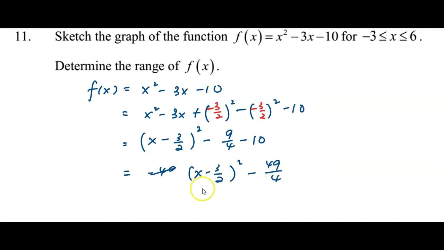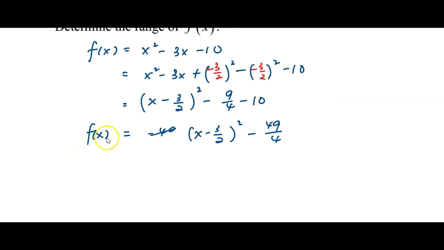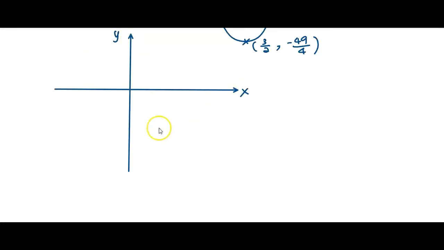Okay, so this is our function in the completing square form, where you can see that the coefficient of this factor is 1 and greater than 0. So we can say that this function has a minimum point, and the minimum point coordinate is 3 over 2, negative 49 over 4. To sketch the curve, I will just plot the minimum point, where x is 3 over 2 and the y coordinate is negative 49 over 4. So our minimum point is around here.